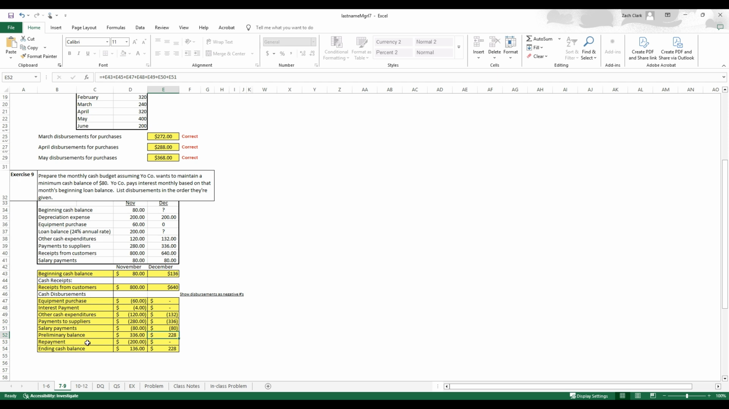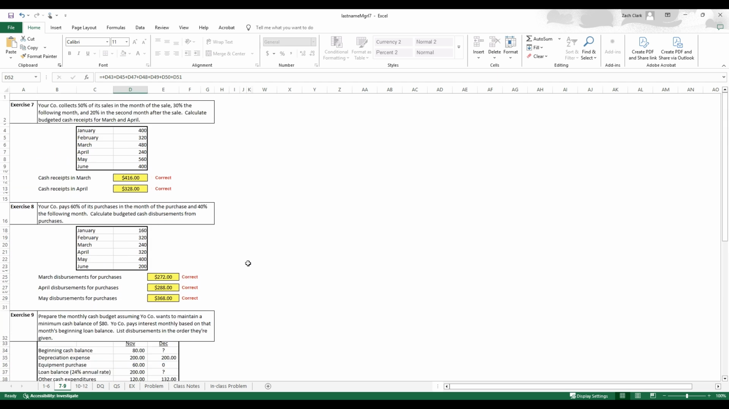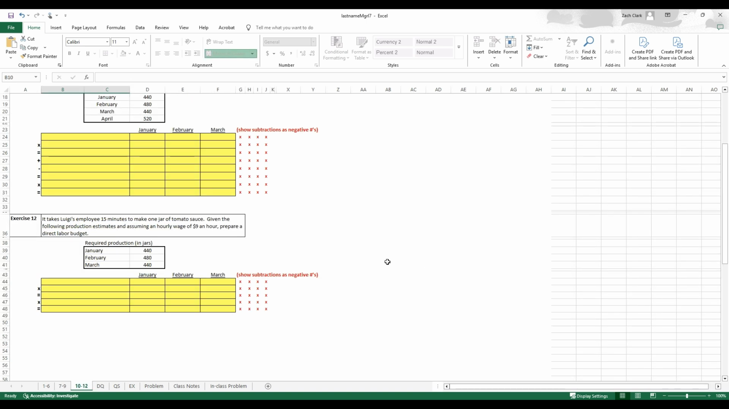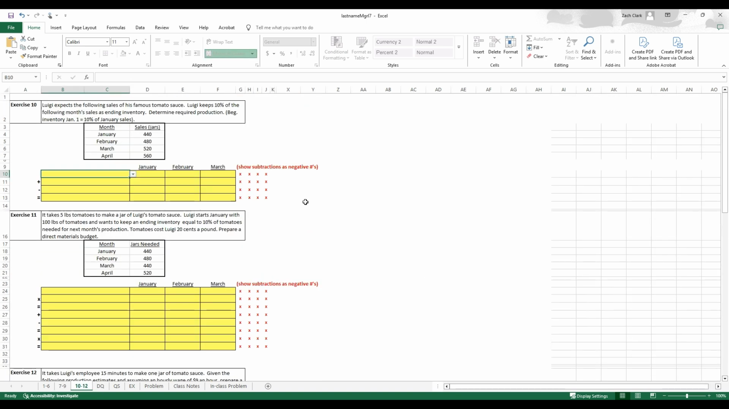Okay, that one was a little tricky. You have to kind of know the breakdown or the formatting that we want here. I think if I was redesigning this problem, I probably would have made the preliminary balance not a drop down, but just a flat description of what that should end up being, and maybe the repayment as well, and the ending cash balance. But yeah, good problem to make us think. Sometimes it's good to have to think about what's going on there. So there you go. Let's move on to our next problem.